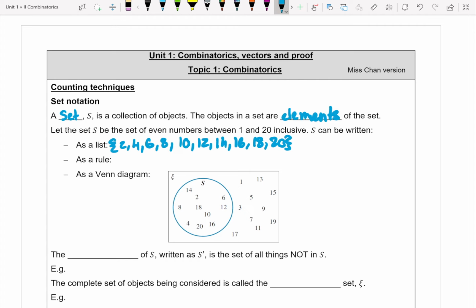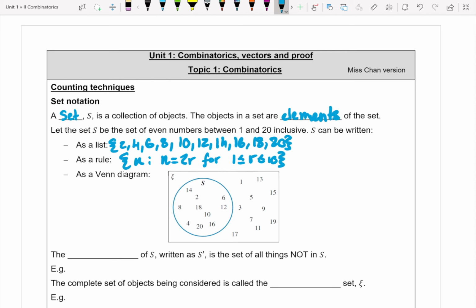If we were instead to write this as a rule, we want to define it by values of n, where n satisfies an equation. So n in this case is going to be equal to 2 times r. r is just a pronumeral that we've set up. It's going to be all of the numbers between 1 and 10. So all of the natural numbers between 1 and 10, if you multiply those by 2, they're going to become all the even numbers between 2 and 20 inclusive.